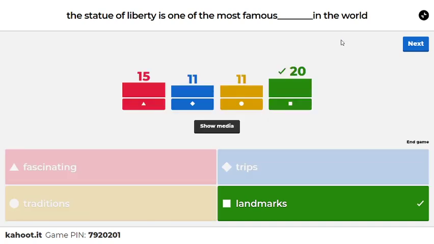Okay, 20 people knew the correct answer. The correct answer is landmarks. Diyor ki, Statue of Liberty, özgürlük heykeli, one of the most famous landmarks in the world. Dünyadaki en ünlü, kayda değer yerlerden biridir diyor. Fascinating, büyüleyici, trips dediği geziler, traditions dediği gelenekler, landmarks dediği de kayda değer yerler, ünlü.